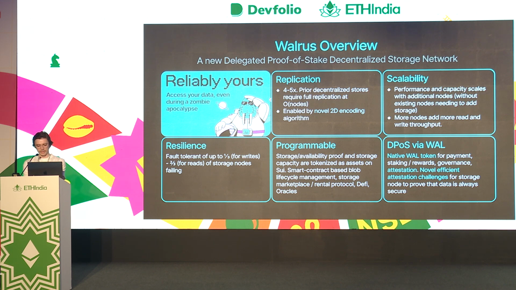In addition to this, Walrus is also very programmable. Walrus uses the Sui blockchain as the coordination layer, and I'll go into detail about this later. But what this means is that storage capacity is now tokenized as an asset and is on chain to be used in smart contracts. This opens up a whole bunch of opportunities. And in addition to the typical delegated proof of stake mechanisms, we also have novel algorithms to attest the nodes. The nodes can constantly challenge each other to make sure the data stored on Walrus is secure and accurate.